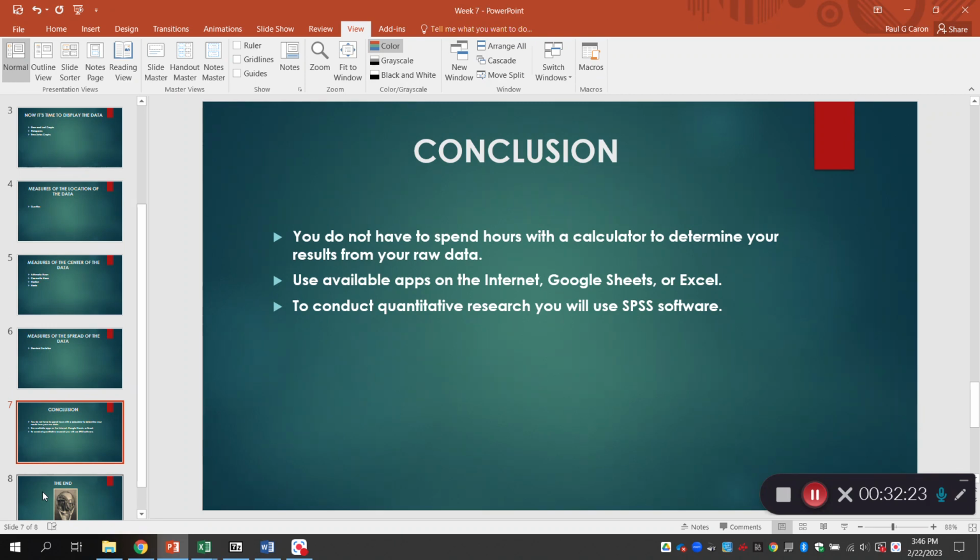And just to let you know that if you continue in your statistical research, and especially for your dissertation, we'll be looking at SPSS software as the main software to find all of our results from our data.